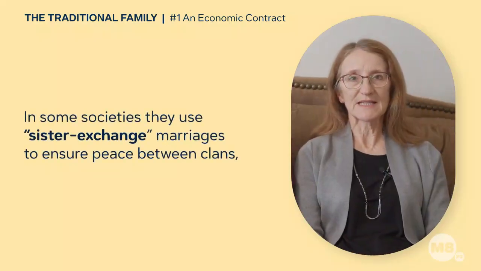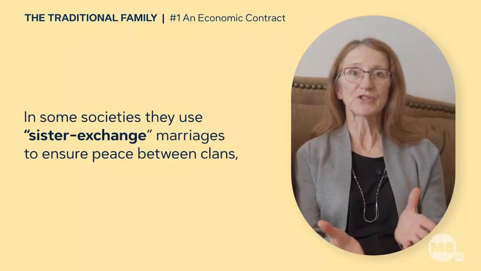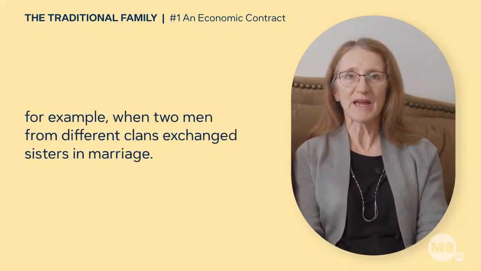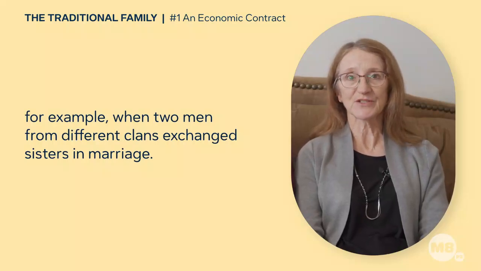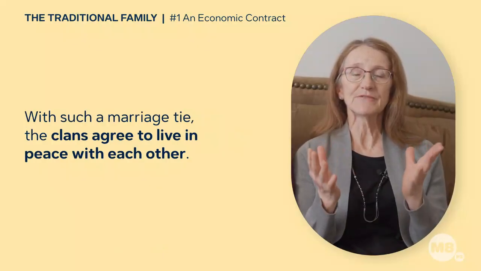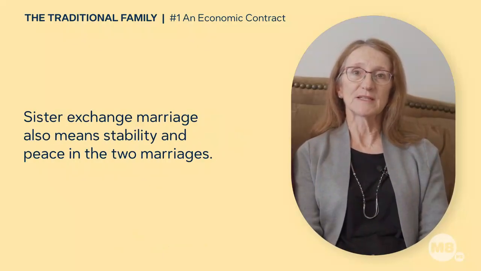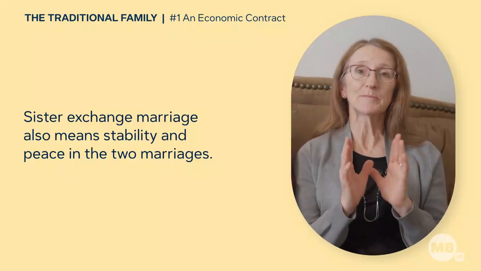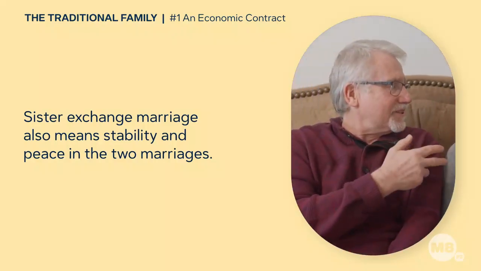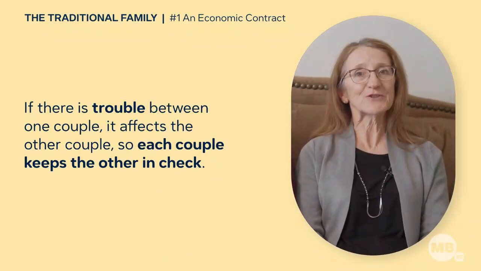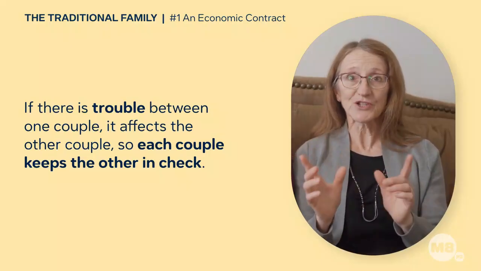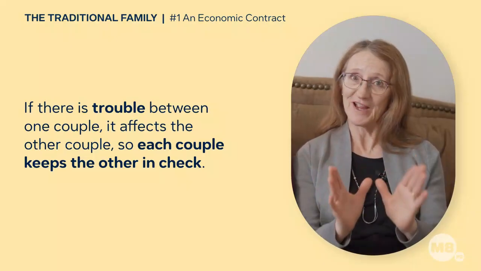In some societies, they use sister exchange marriages to ensure perfect peace between clans. For example, when two men from different clans exchange sisters in marriage. With such a marriage tie, the clans agree to live in peace with each other. Sister exchange marriage also means stability and peace in the two marriages. Yeah, we visited such a family recently, didn't we? That's right. If there is trouble between one couple, it affects the other couple. Yeah. So each couple keeps the other couple in check.